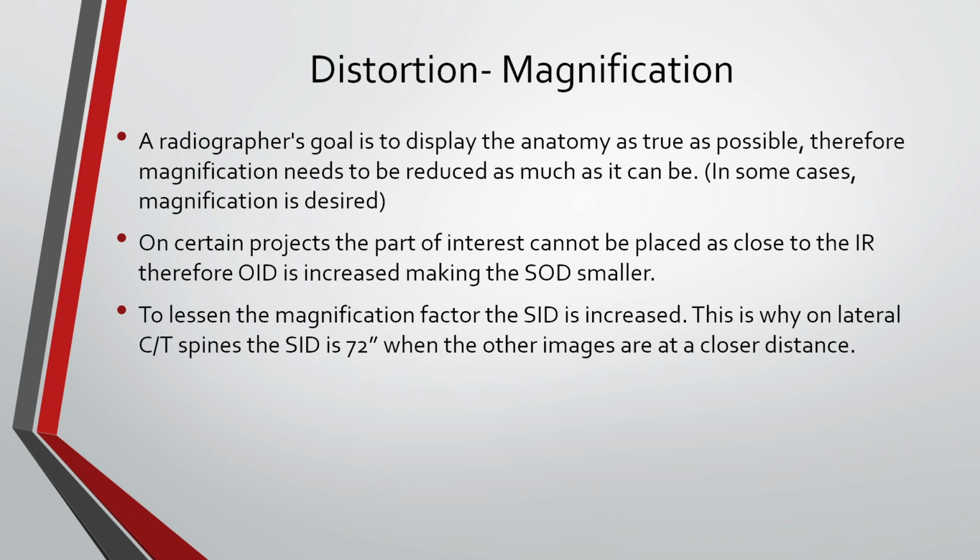It's increased typically to 72 that we would use when other images are at a closer distance, right? So with the APs and stuff, we move into the closer distance, okay? So that's the reason why we use the longer SID on those projections.